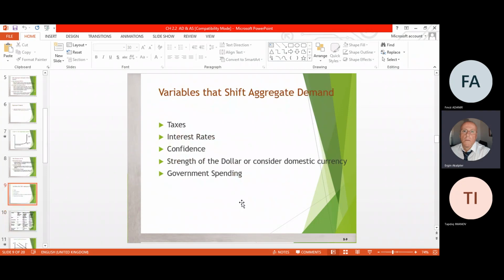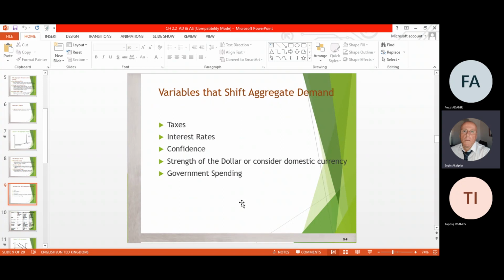And if we are questioning the variables which are affecting and shifting the aggregate demand, we are observing the tax, the interest rate, the confidence, the strength of the dollar, or let's say the domestic currency, because these are the books that we are always teaching from the United States, and the government spending. One by one, I am going to explain this to you. The taxes, this is also in Keynesian economics similarly.